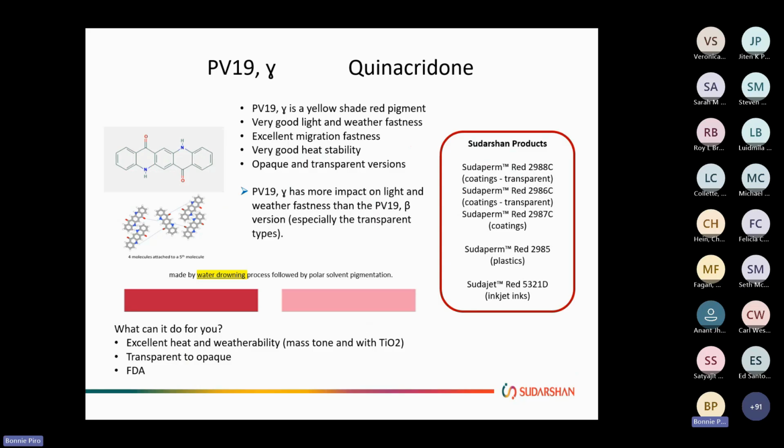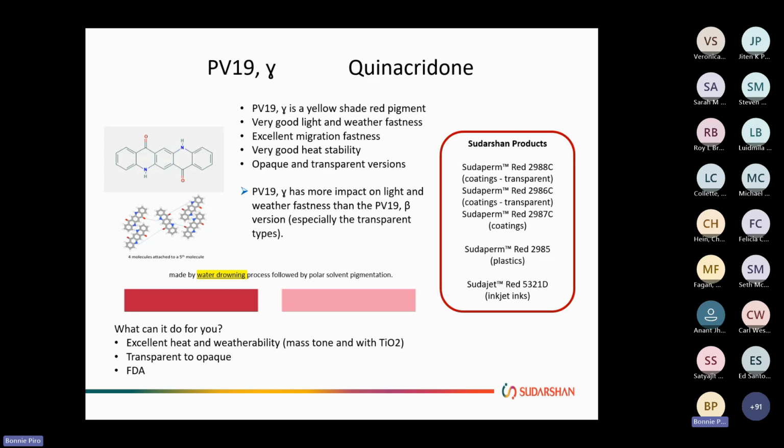So on the gamma side, that polymorphism crystal looks like a matrix of 5 molecules with 4 molecules attached to a fifth one in the center. That's what creates the gamma crystal structure. This is created in the process by water drowning.